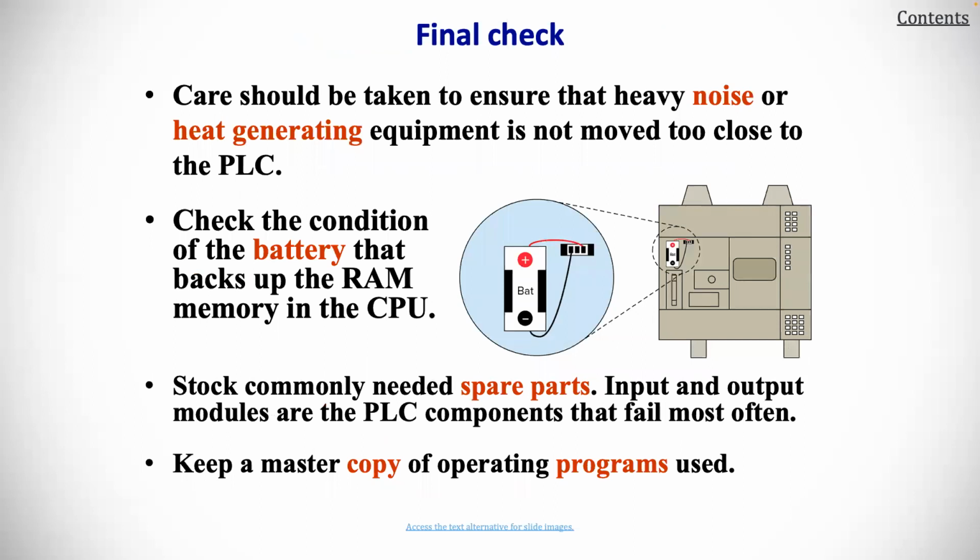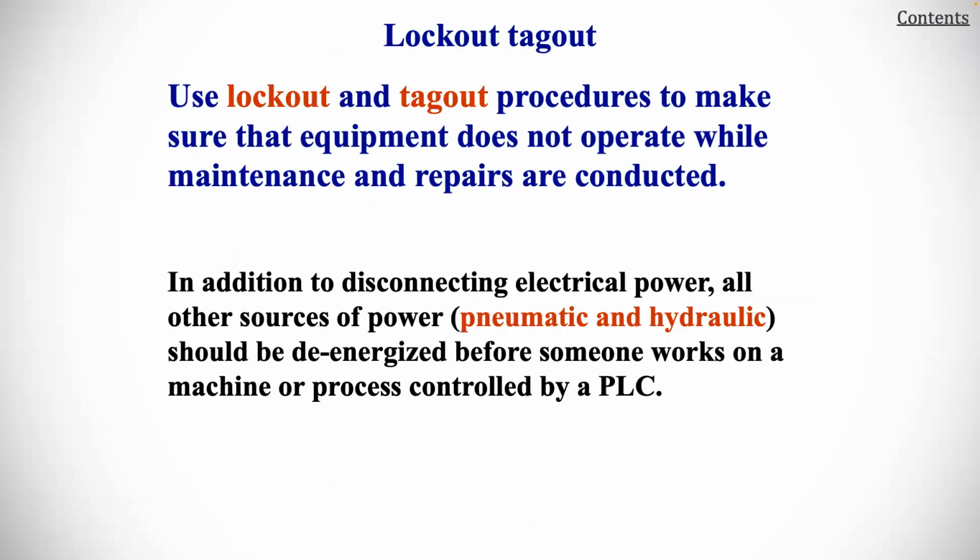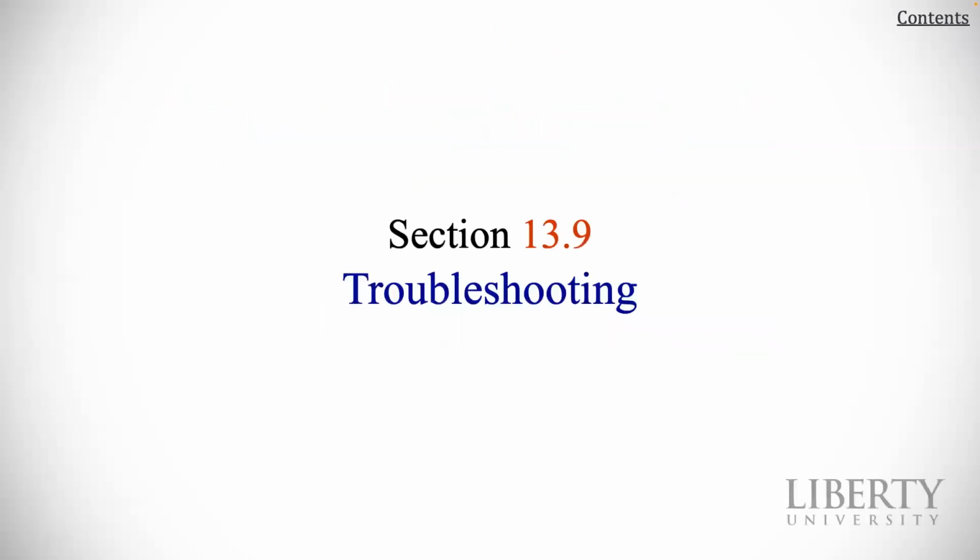Final check: care should be taken to ensure that heavy noise or heavy generator equipment is not moving too close to the PLC. Check the condition of the battery. That would be useful, as it backs up the RAM in the CPU. Stock commonly used spare parts so that you can readily keep the system operational, and keep a master copy of the operating programs used. Use lockout and tagout procedures to make sure the equipment does not operate while maintenance and repairs are conducted. In addition to disconnecting electrical power, all other sources of power, pneumatic and hydraulic, should be de-energized before someone works on a machine or process controlled by a PLC.